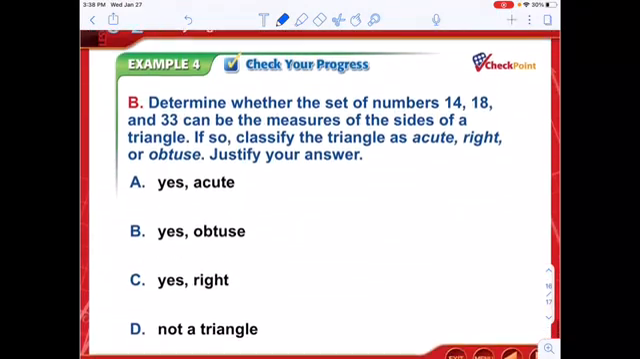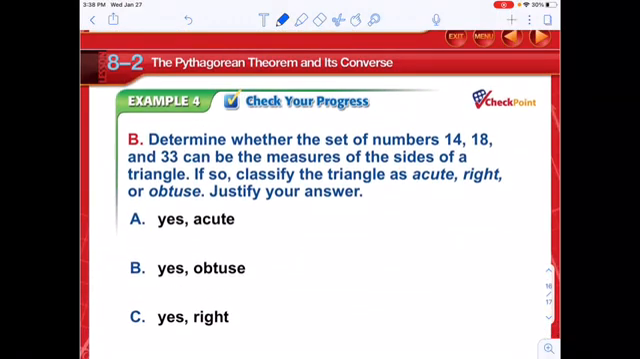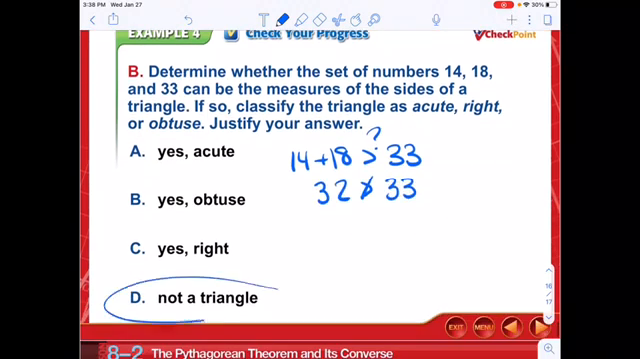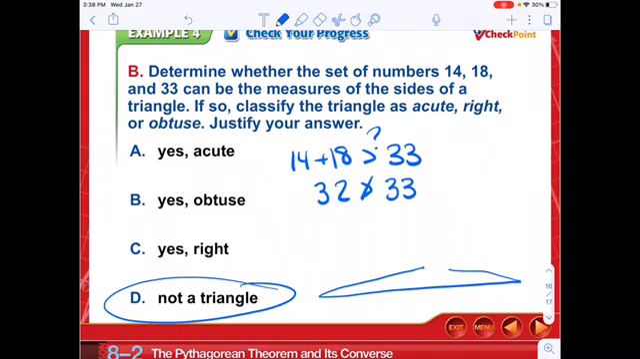And then it looks like we have one more. Determine whether the set of numbers 14, 18, and 33 can be the measures of the sides of a triangle, and if so, classify. So 14 plus 18 is greater than 33. Actually, 14 plus 18 is not greater than 33. So this is not even a triangle. The two side lengths would not ever connect. They would be just close, but not quite touching. So it doesn't even form a triangle.